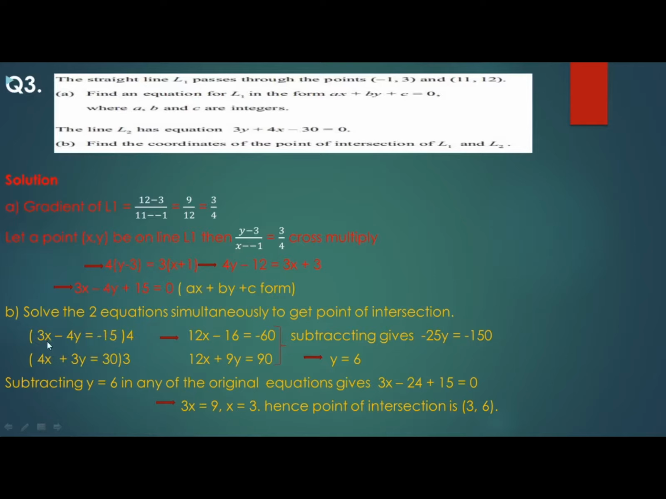Now I want to eliminate x. To eliminate x, you multiply the coefficient of x of the lower equation on the upper, and you also multiply the coefficient of x of the upper equation with the lower. Like I've done here, 4 times 3 gives you 12x minus 16y, 4 times 4 is 16y, equals to negative 60. 4 times 15 is negative 60. And we also have 3 times 4 is 12x plus 9y equals to 90.